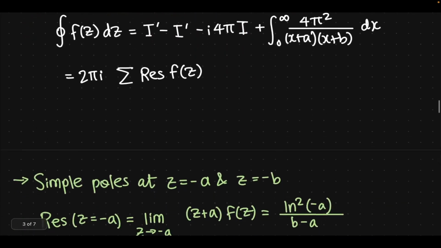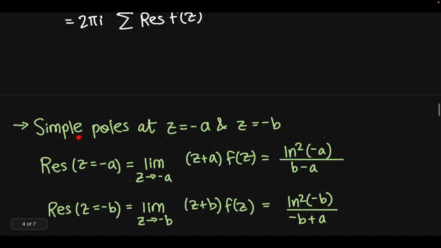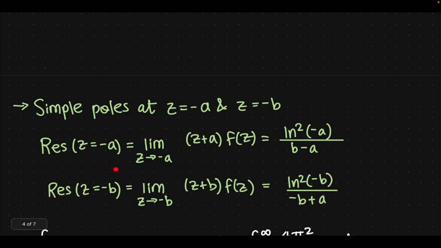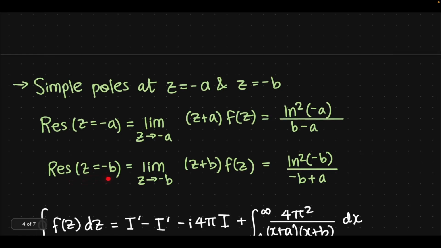So now let's find the residues. So residues, let's look at the poles. The poles, we have simple poles each at z equals minus a and z equals minus b. So when we take the residue at z equals minus a, we're taking the limit as z goes to minus a of z plus a times f of z. So that's actually ln squared of minus a over b minus a. Residue at z equals minus b is going to be the limit as z goes to minus b of z plus b times f of z, which is ln squared of minus b over minus b plus a.